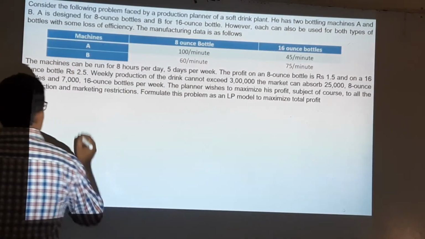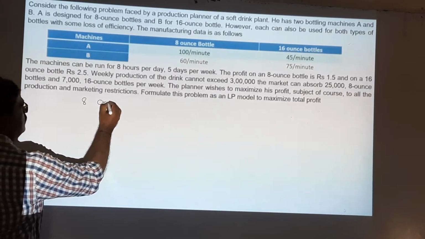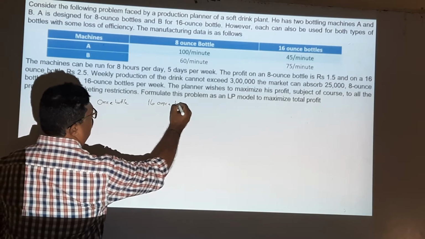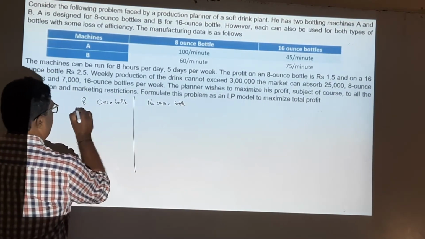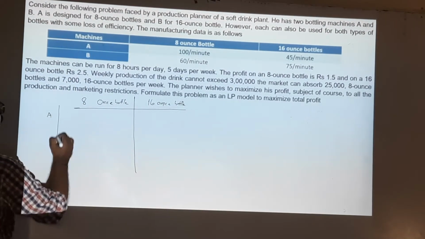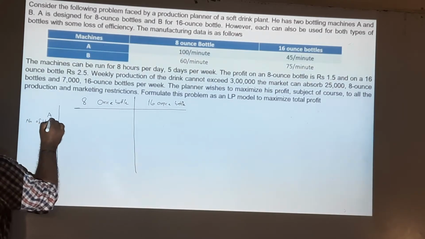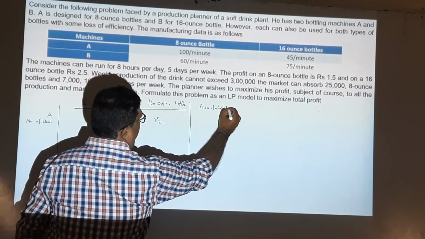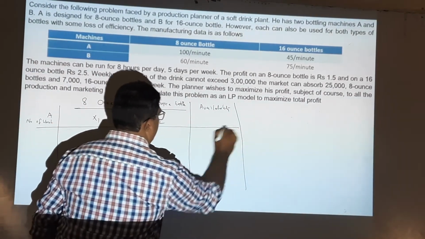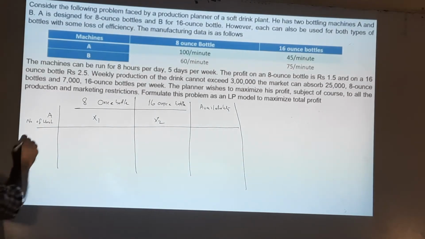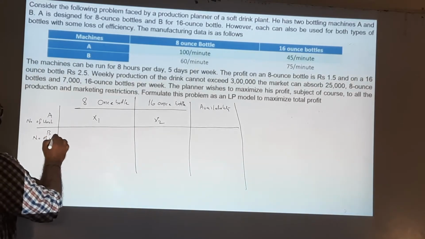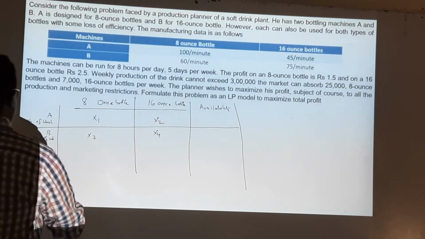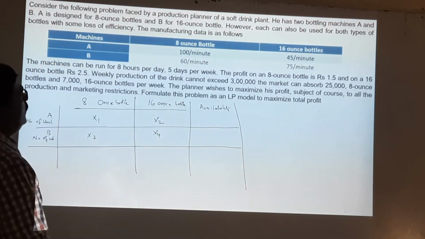So I am just making the table. What are the products? 8-ounce bottle. Next one is 16-ounce bottle. And this is first machine A, so number of units X1 and X2. This is available. And machine B gives you how much? Number of units X3 and X4. You can give Y1, Y2, any variable, arbitrarily, any alphabet you can use for describing the variable. Next one is the profit.